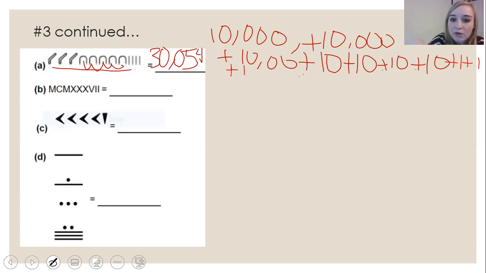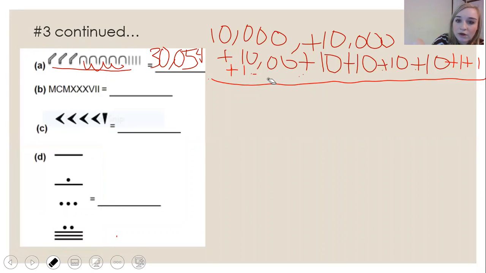Trying to make this smaller so we have more room for the next one. 1, 2, 3, 4, 5. I just keep messing up. I don't know why. This pen is not my friend today.